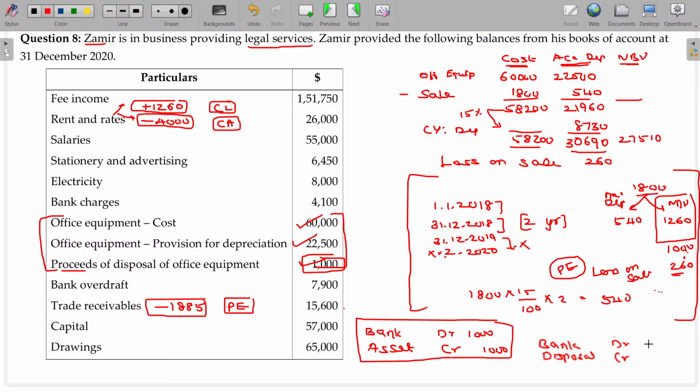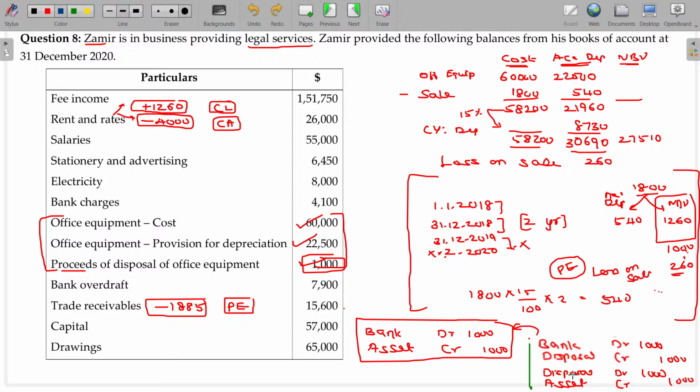But what have they done? Bank debited and disposal account credited. Now, to bring this correct answer, I have to remove the disposal. How do I remove it? Credit is removed by debiting. And what is to be credited? The correct entry to be credited is the asset account, 1000. Now check. If you combine this, disposal credit and disposal debit cancel, and then you get the original journal entry.